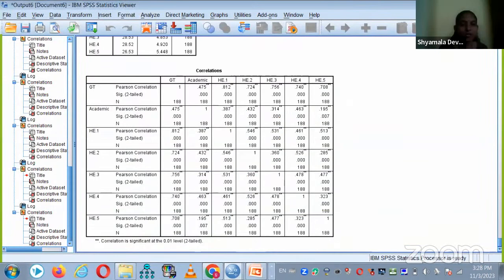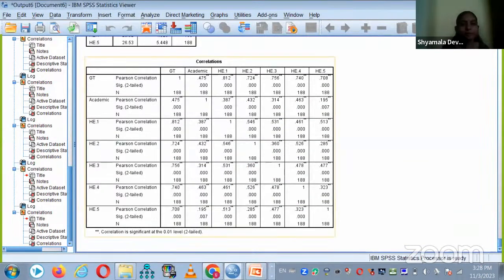So here you get the R value. The Pearson correlation value for home environment and academic achievement is 0.47. For home environment, this is not needed. Let me check this one. For dimension 1 and academic achievement, the value is 0.3. For dimension 2, the value is 0.4. For dimension 3, the value is 0.3. For dimension 4, the value is 0.46. And for dimension 5 and academic achievement, the R value is 0.19.